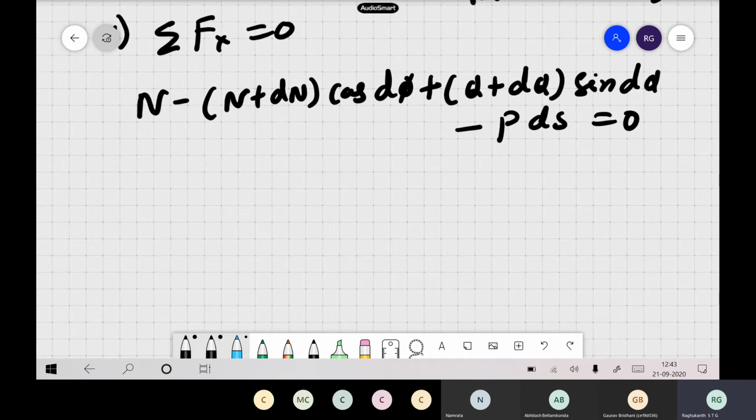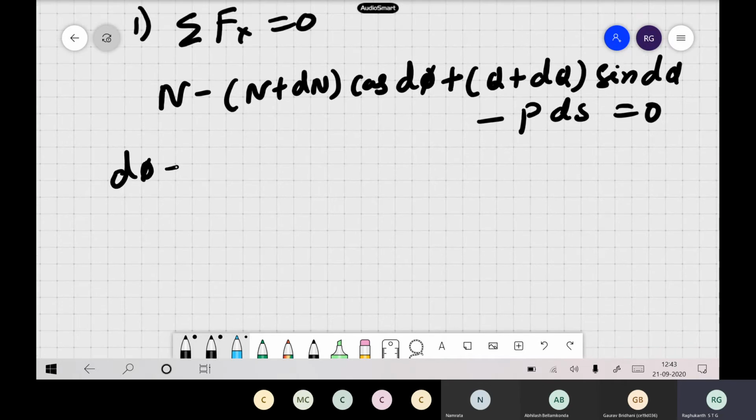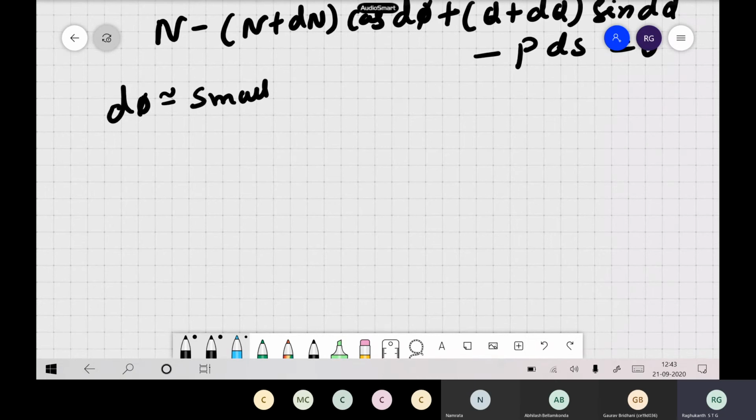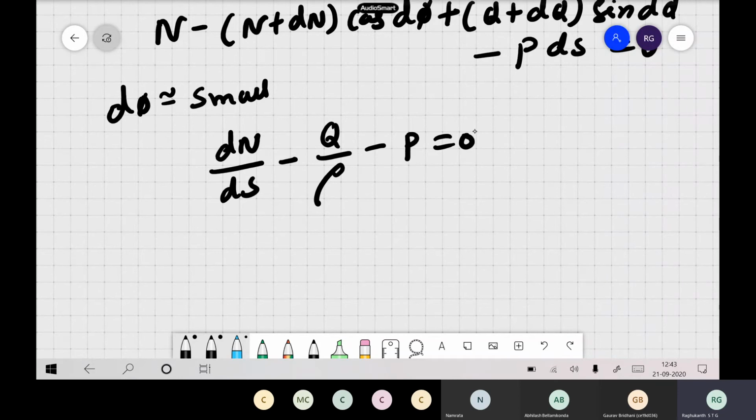Now assuming that d phi is very small, you can replace cos d phi with 1 and sine d phi with d phi itself. So you can write this expression in a nice format: dN by ds minus Q by rho minus P is equal to 0, where rho is the radius of curvature.